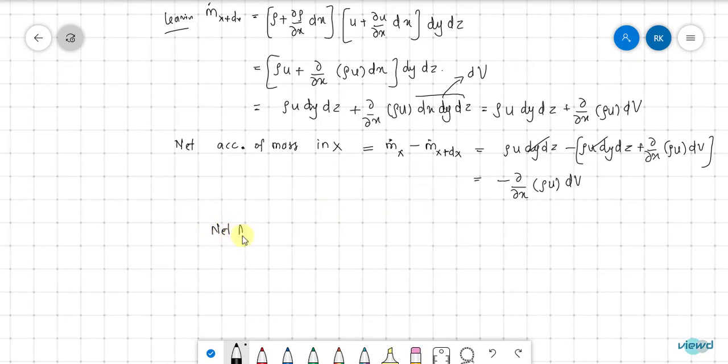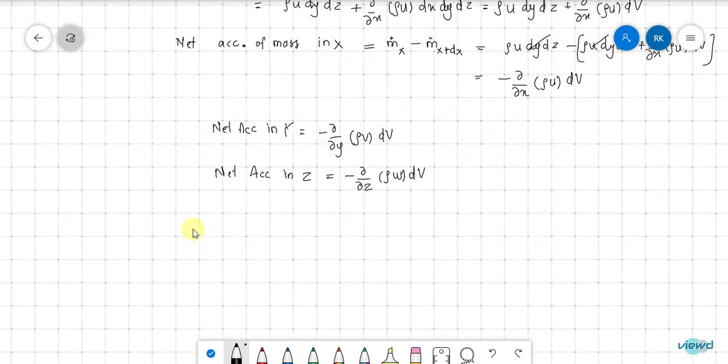So the net accumulation in y direction, if we derive this, the values will be the same, but with this change: minus del by del y of rho v dV. Net accumulation in z will be minus del by del z of rho w dV. So these are all the net accumulations in x, y and z directions. But we know that the net accumulation is mass per unit time, so that will be net accumulation of mass.